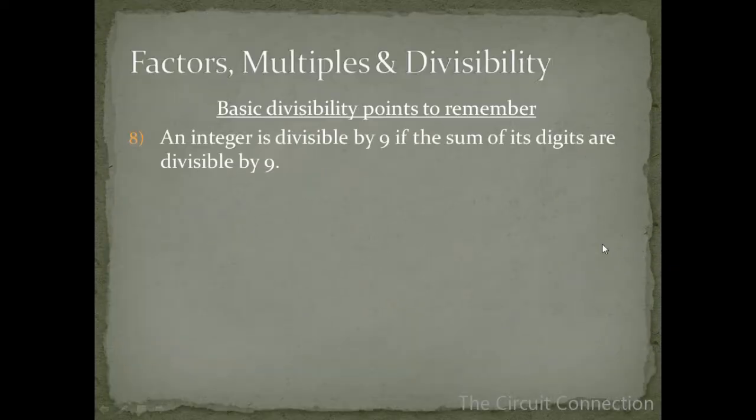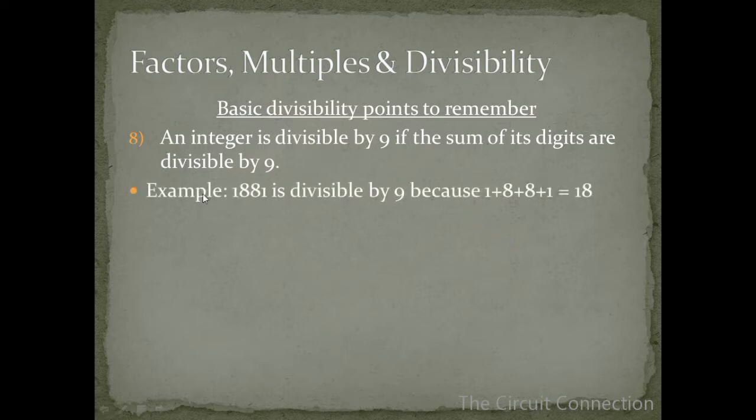Number 8. An integer is divisible by 9 if the sum of its digits are divisible by 9. Example, 1881 is divisible by 9 because 1, 8, 8, and 1, if we add all of those digits up individually, we get a result of 18. 18 divided by 9 is 2.